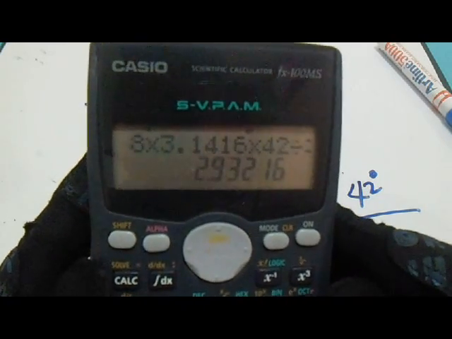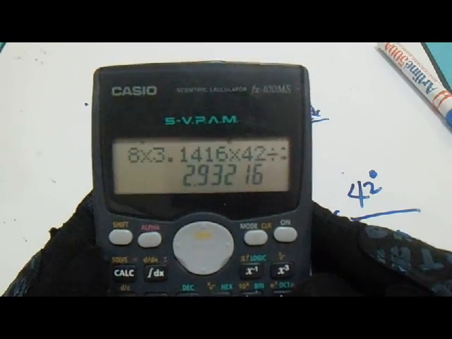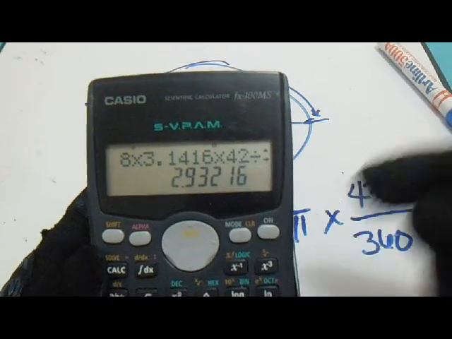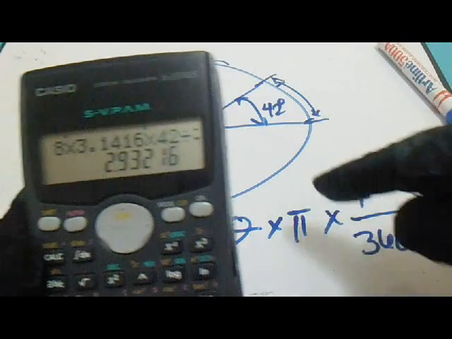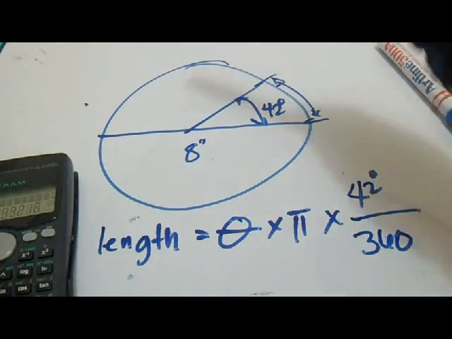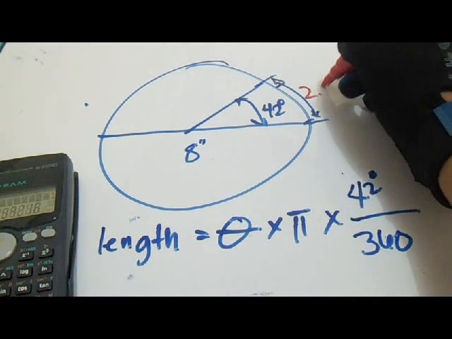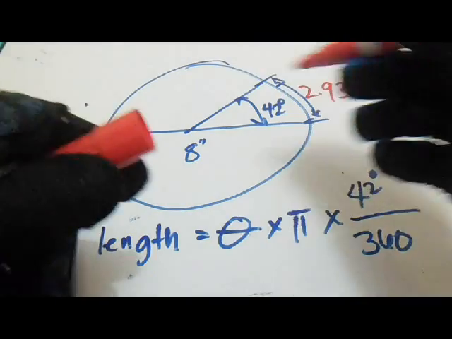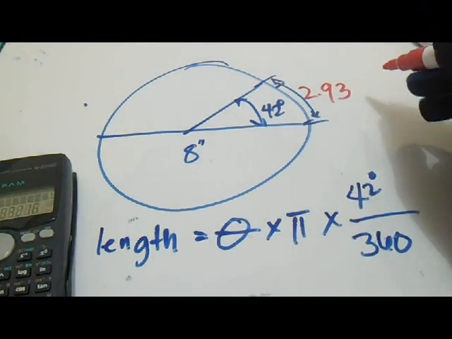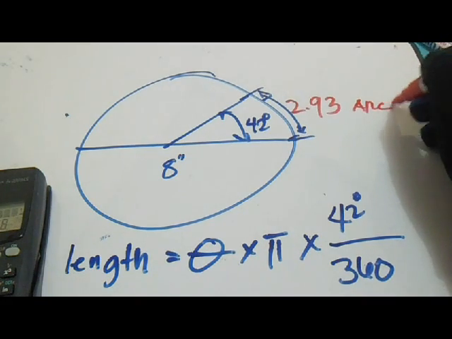So our answer is 2.93. Okay, for this formula our answer is 2.93. So this length is 2.93. This is our arc. This is our arc length.